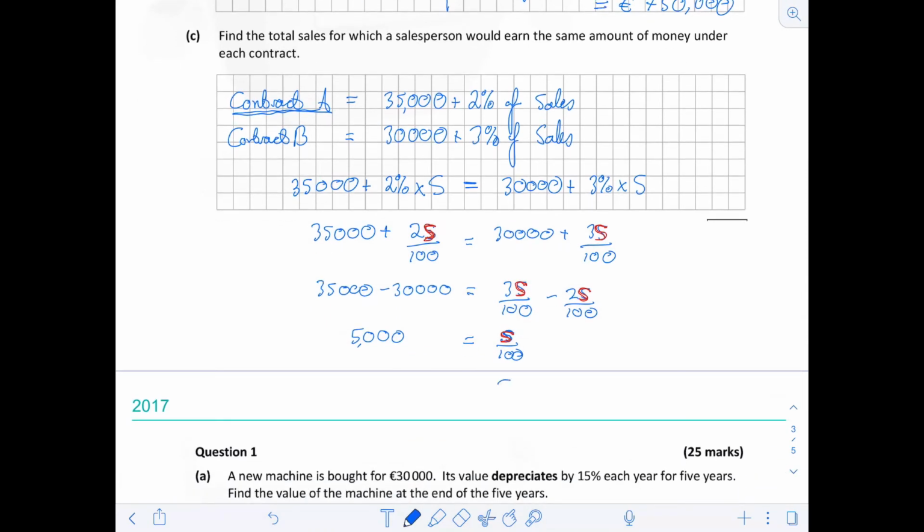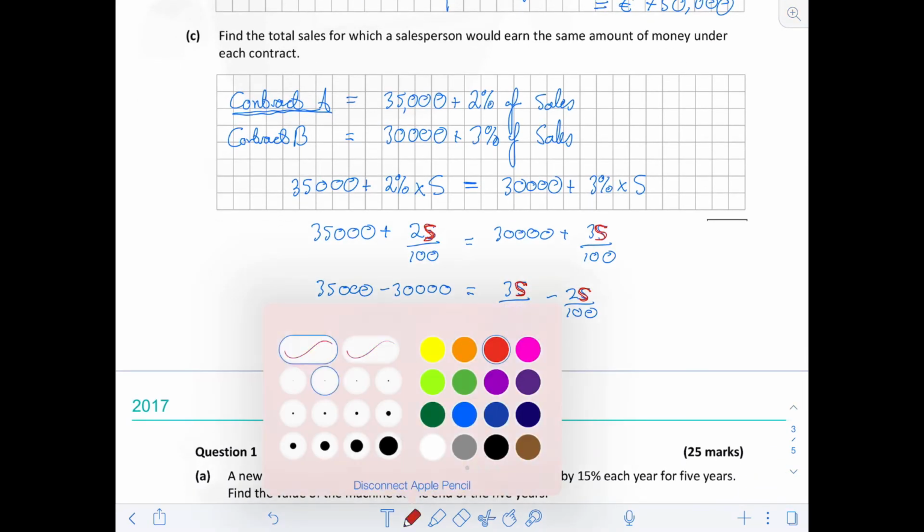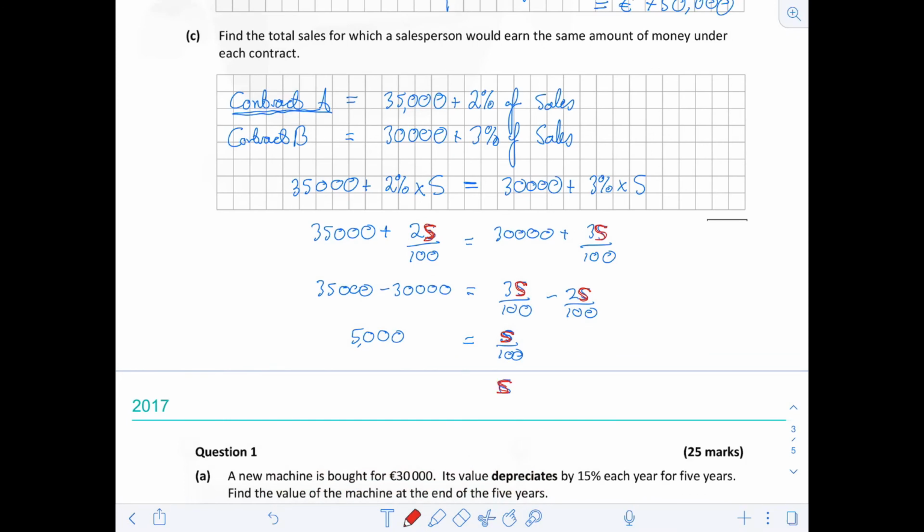So S by itself must equal 5,123 times 100. S is equal to 5,123,45. So 500,000 is when they both match up.